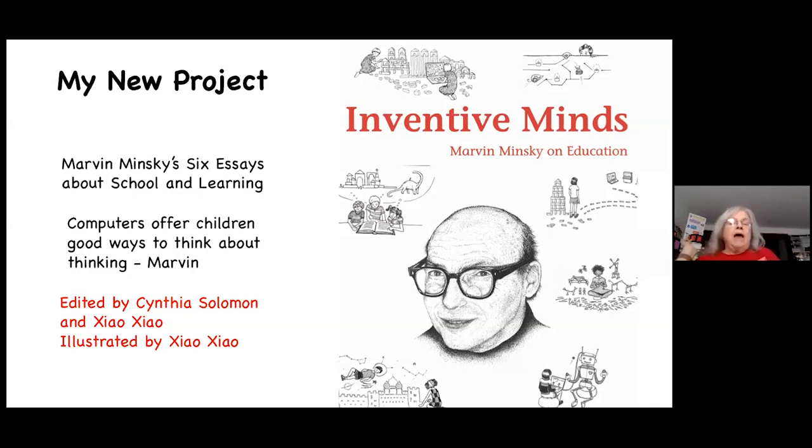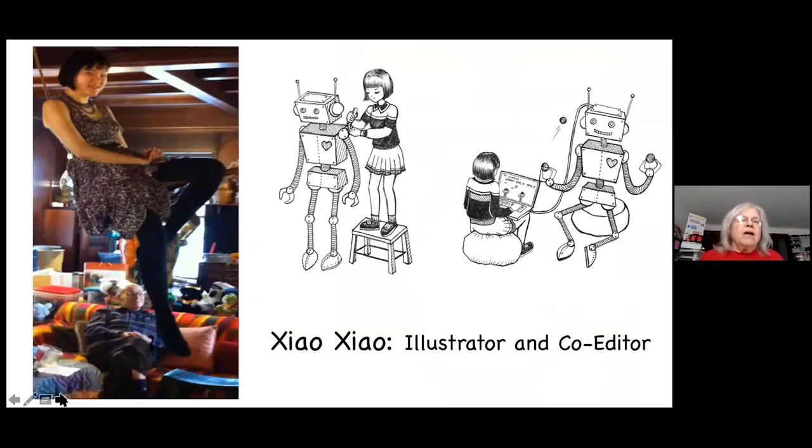And so I edited it, and I got my friend who had just finished her doctorate at the Media Lab, Xiao Xiao, to illustrate. And she made 80 illustrations for it. There's Xiao Xiao on a swing in Marvin's living room with Marvin below.